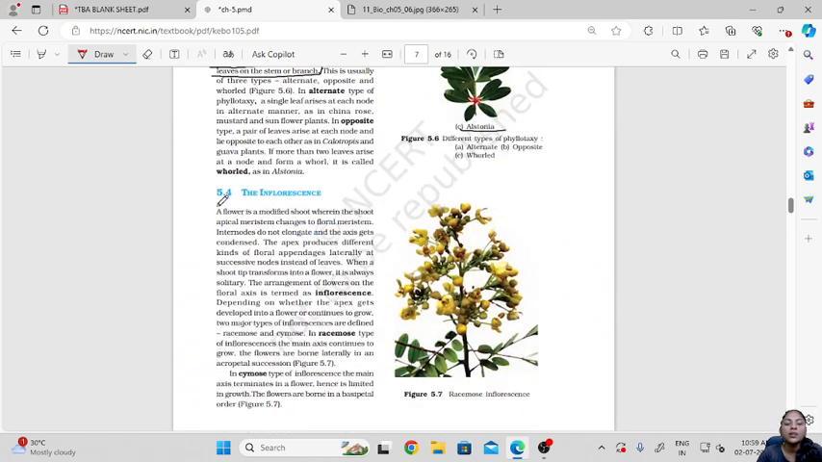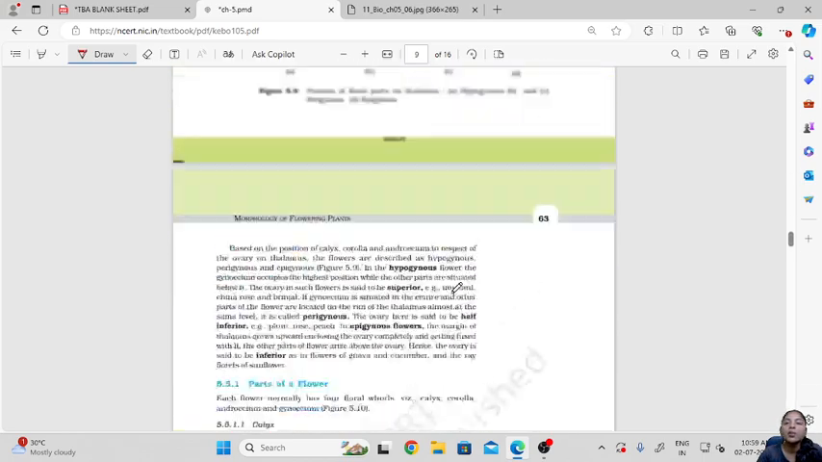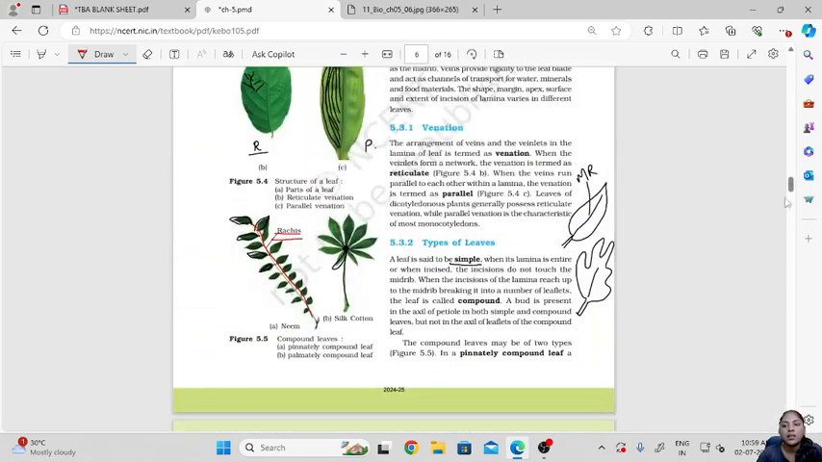Now we will continue with inflorescence, the flower, morphology of flower, and all the parts of flowers in the next video.